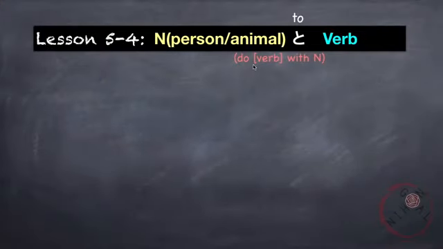Next is do verb with a person or an animal. We say noun to. To is the particle meaning with, followed by verb. If you remember, to is also used to connect nouns. Noun 1 to noun 2. Now, using this pattern, let's take a look at some examples.